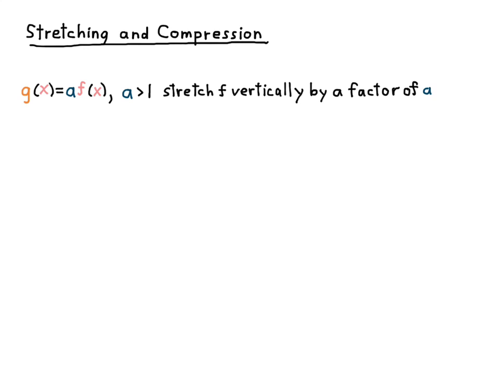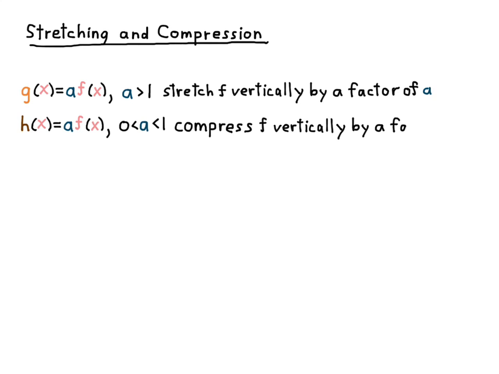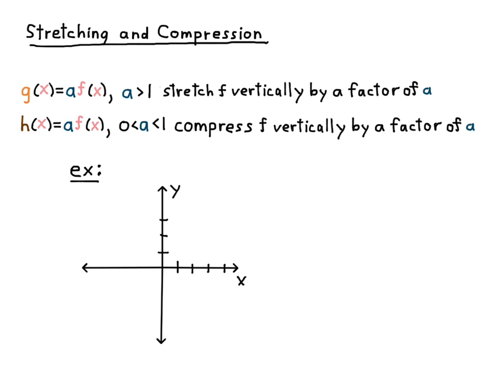So say a is 2. g of x equals 2 f of x. f is stretched vertically by a factor of 2. If a is between 0 and 1, then f is compressed vertically by a factor of a. So say a is 1/2, f is compressed vertically by a factor of 1/2. So it's 1/2 more squat, if you want.